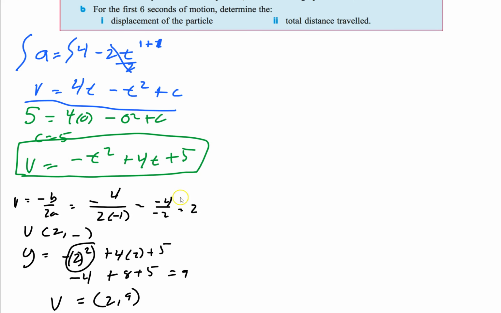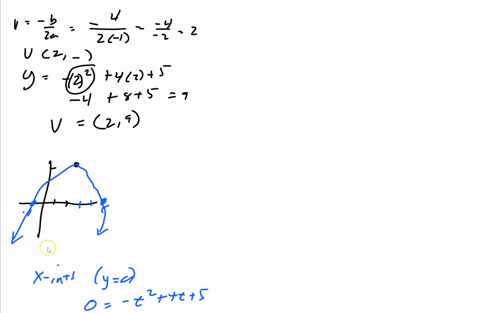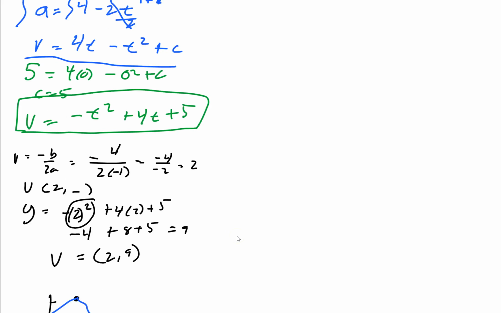So right, I found my velocity equation. Then they wanted me to graph it, so I found the vertex and I put it in. I'm pretty sure they wanted me to find the vertex. We're going to need that in a sec. The x-intercepts, because we're going to need that in a second. So I just did it. Now let's go on to B.